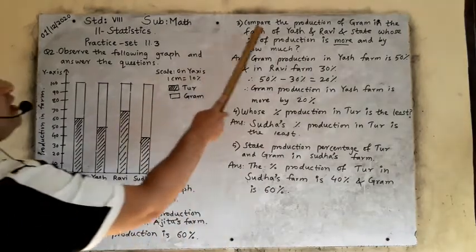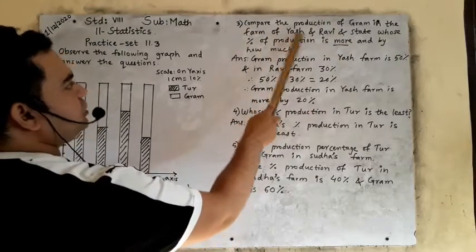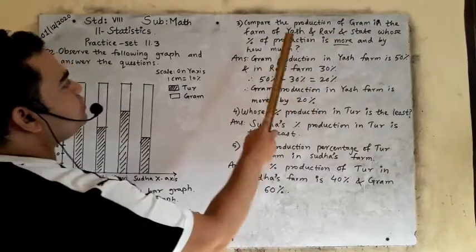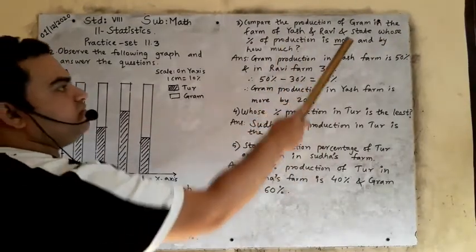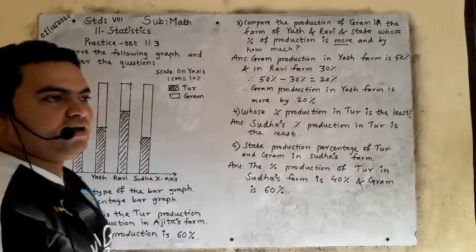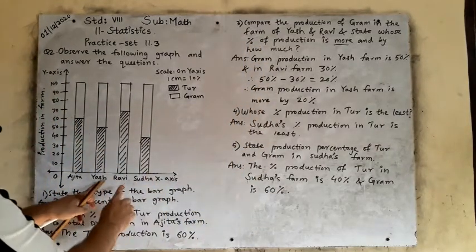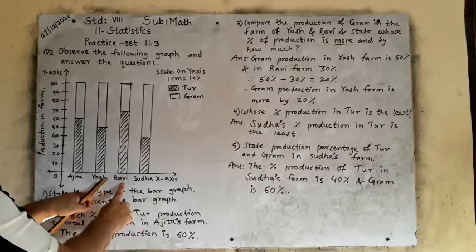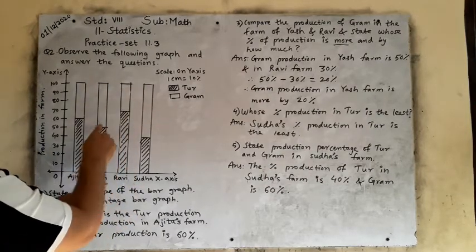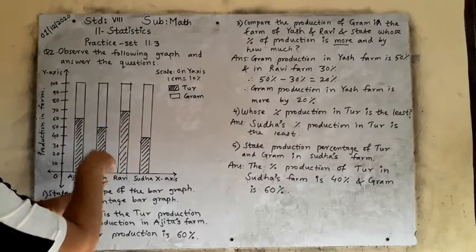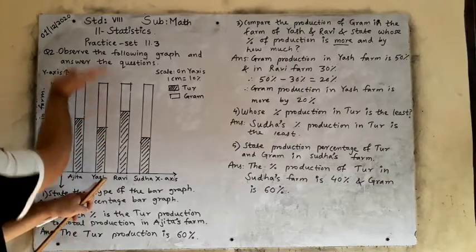Okay, now third, compare the production of gram in the farms of Yash and Ravi, and state whose percentage of production is more and by how much. When we need how much more, we subtract the smaller number from the bigger number. We will keep our fingers on Yash and Ravi. It is said gram. Gram means this empty part. Can you see this empty part? This is gram. So in Yash's farm, the production of gram is how much? 50%. See, 50 is filled, 50 remains.